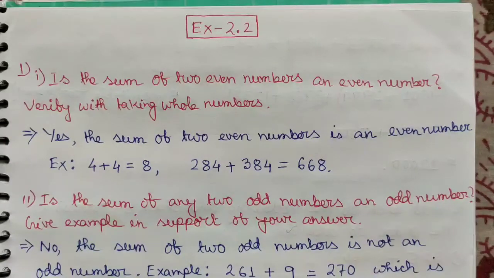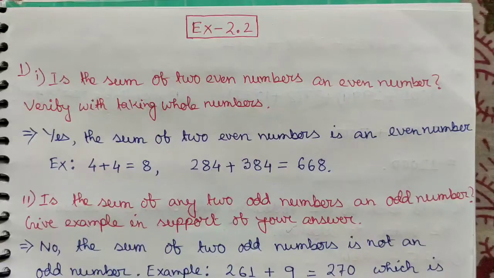In our previous class we learned the properties of addition and subtraction, right? First was closure property, commutative property, then associative property, then property with zero. Now what was the closure property of addition? When we add two whole numbers, the result will also be a whole number, right? This is for addition. Now for subtraction, what was that?